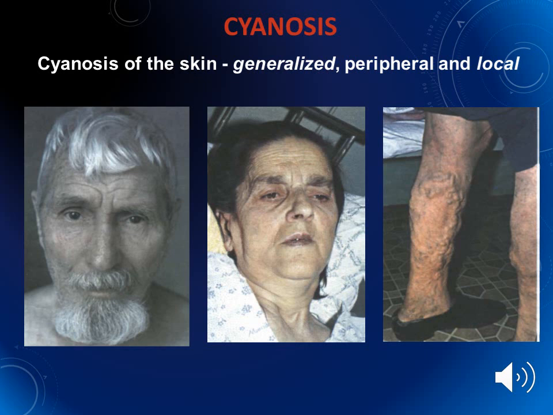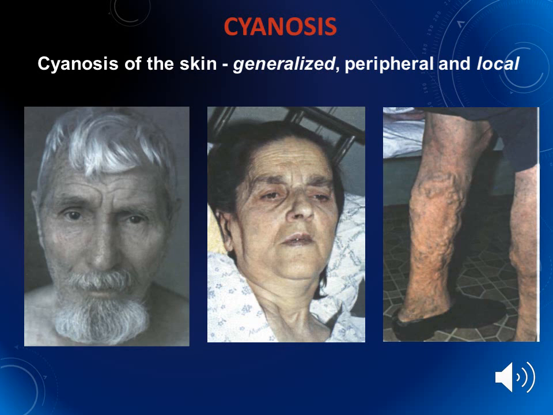This slide demonstrates cyanosis or blue discoloration of skin. It may be generalized, peripheral, and local. Generalized cyanosis is inadequate arterialization of blood because of the oxygen insufficiency and excess of carbon dioxide. In this slide, this is the first patient, male patient, mostly specific for patients with respiratory system disease or lung diseases.